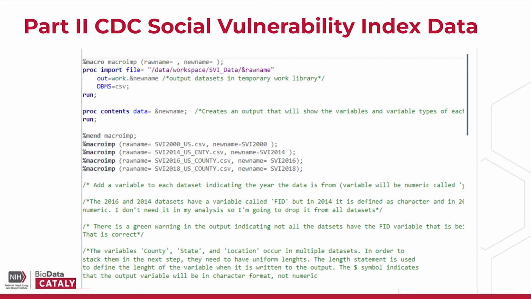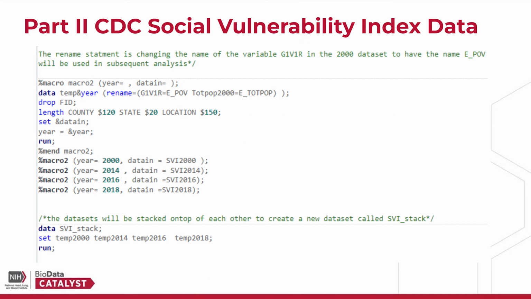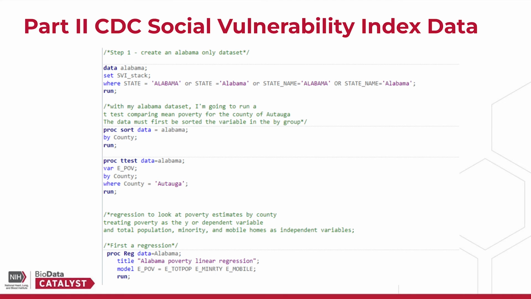So then I go through and I actually stack the social vulnerability index data sets together. So instead of having 4 separate ones, I make one. And then, for the sake of an example, I subset it by state and county. So I just do a t-test on county, and then I do a regression on the state of Alabama, looking at the poverty estimates by year. So that's what's happening in project number 2.